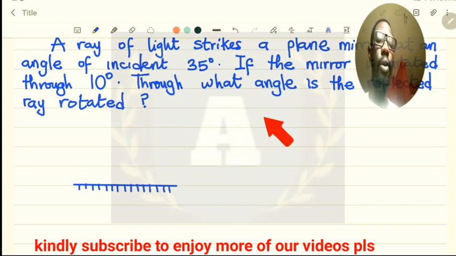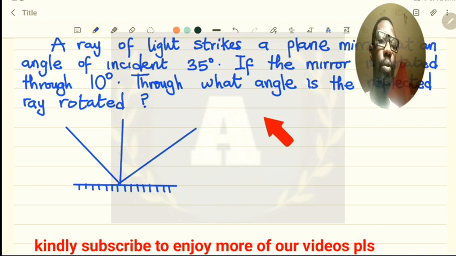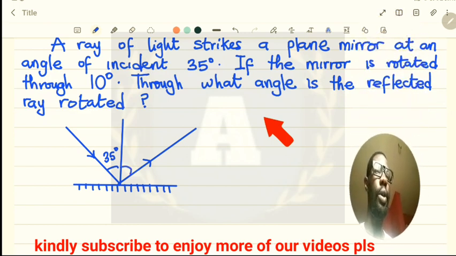Now you have the ray of light, which is incident at 35 degrees. We're going to have the reflected ray too. Now this is the normal. This is the incident ray. This is the reflected ray. This is the incident angle, which is 35 degrees. Now the question says, if the mirror is rotated through 10 degrees.